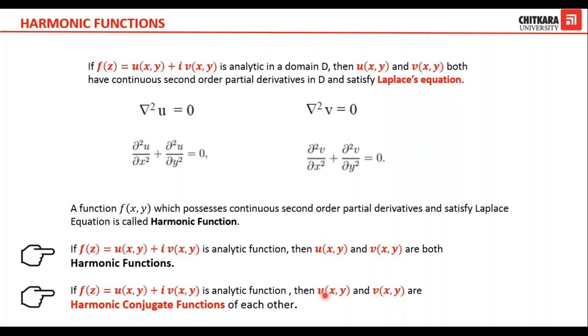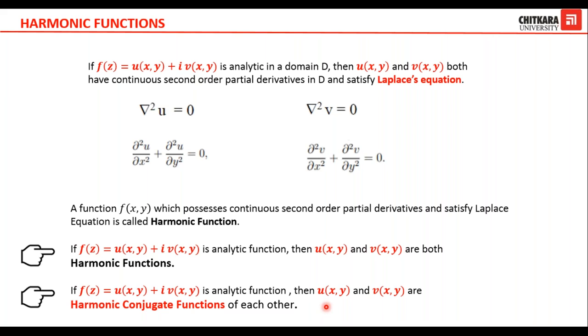Why are we saying this? Because in the next few slides, you will see that in some questions, you will be given the data for U only. In the question, U will be provided to you, the real part, right? And they will ask you, find the imaginary part of the function. So that is why they are termed as conjugate functions. If one is known to you, you can calculate the other function.